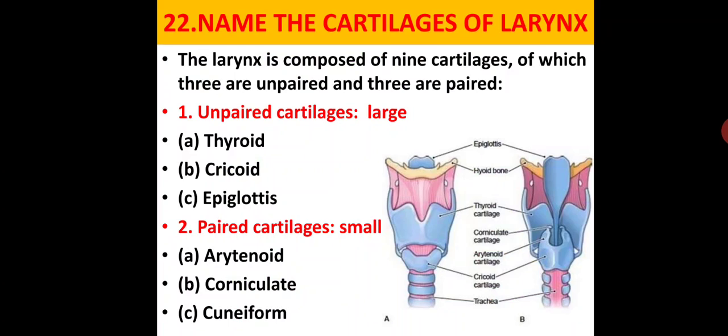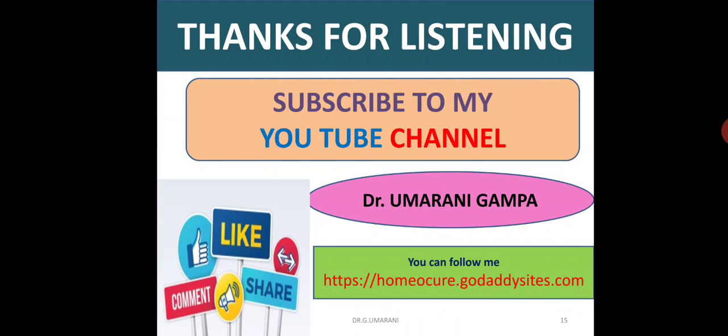So the next question: name the cartilages of the larynx. The larynx is also known as the voice box. It is made of cartilages. It has 3 unpaired cartilages and 3 paired cartilages. The unpaired cartilages are 3 in number: thyroid, cricoid and epiglottis. The paired cartilages are arytenoid, corniculate and cuneiform. So these are all the cartilages of the larynx.